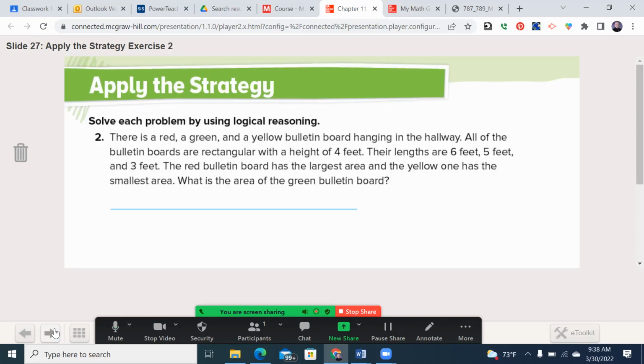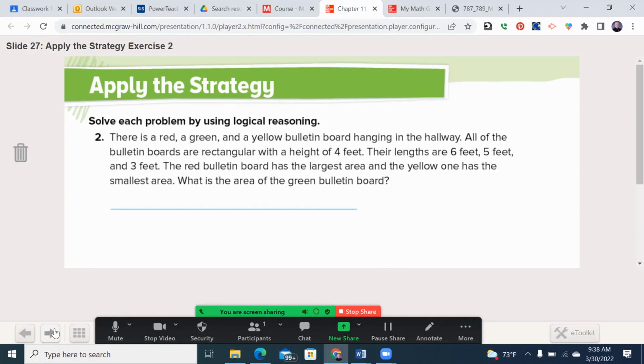Let's go ahead and try another one. Again, pause the video, unpause when you're ready. Let me pause the video now. Welcome back. There's a red, a green, and a yellow bulletin board hanging in the hallway. All the bulletin boards are rectangular with a height of 4 feet. Their lengths are 6, 5, and 3 feet. The red bulletin board has the largest area and the yellow has the smallest. What is the area of the green bulletin board?